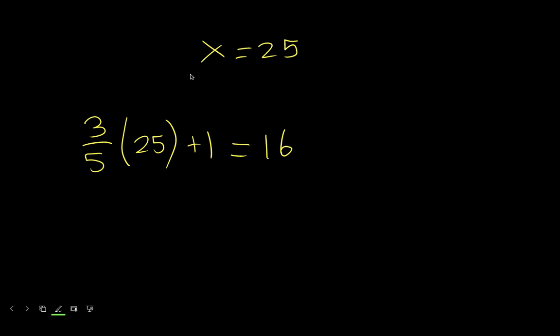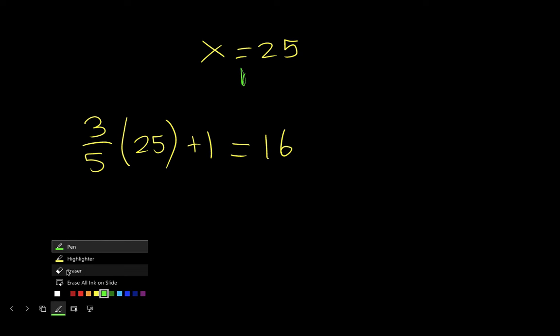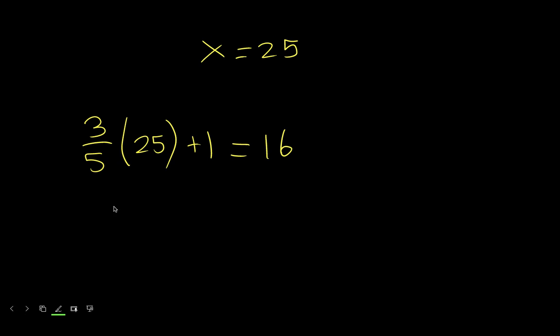So now we're confirmed that x is equal to 25. Well, let me write that out. So we did 25 divided by 5. Then we got 5. Then we multiplied it. We did 5 times 3. We got 15. 15 plus 1 is 16. 16 is equal to 16, and that's a check.